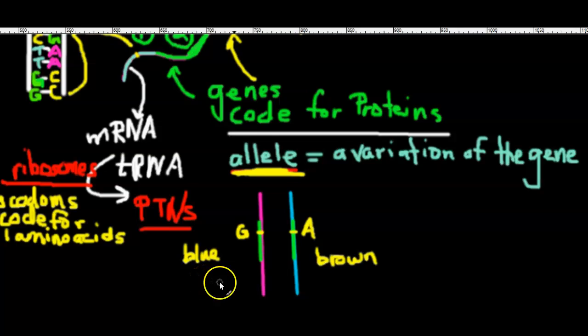So blue, brown, both of these are coding for the same thing. As we said here, they're both coding for the same thing, with different variations. Right, that has a G, guanine, and that has adenine. So the variations of this particular gene are called alleles. Why are they called the same gene? Because they're coding for the same thing, in this case, the eye color.